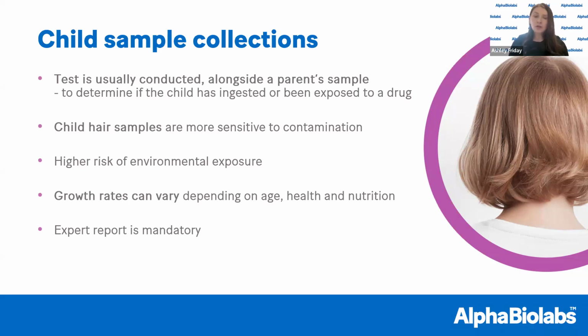This also means that the growth rates can vary depending on the age of the child and also the child's health. And for this reason, when you request a test for a child, we would tell you that having an expert report is mandatory. We cannot report just off a certificate of analysis like you can get for an adult sample because of all these varying factors. We need to make sure that you have all of the information required. So if you were to instruct us to obtain a child sample, you must have that expert report included. Again, just to state exactly what the differences are and how that could have affected the sample.